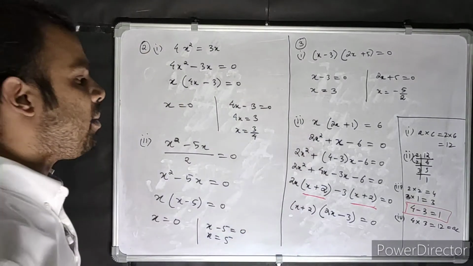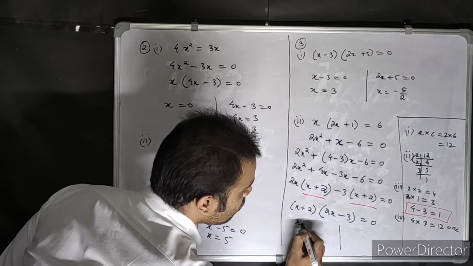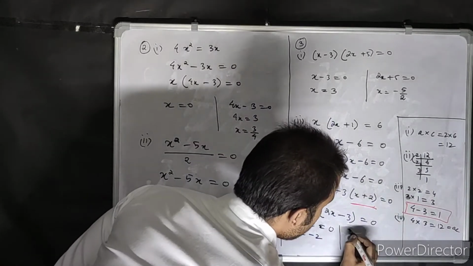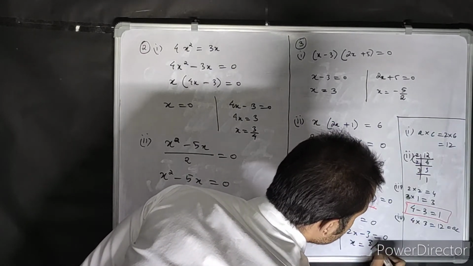Now either one of them is equal to 0. So let's pretend that both of them are equal to 0. So x plus 2 equals 0, then x is equal to minus 2. And 2x minus 3 is equal to 0, then x is equal to 3 by 2.